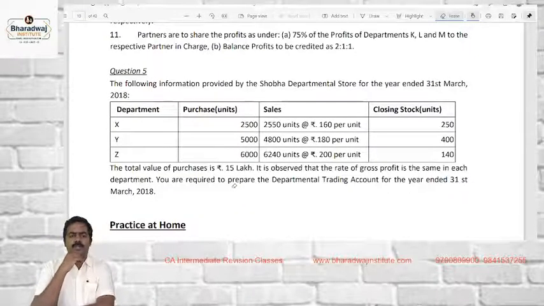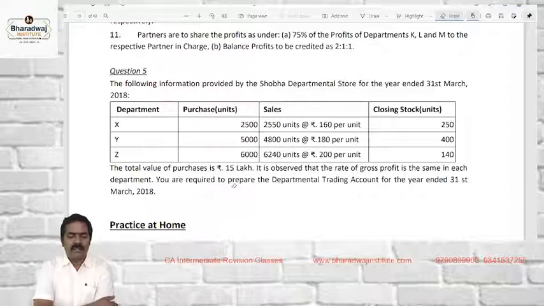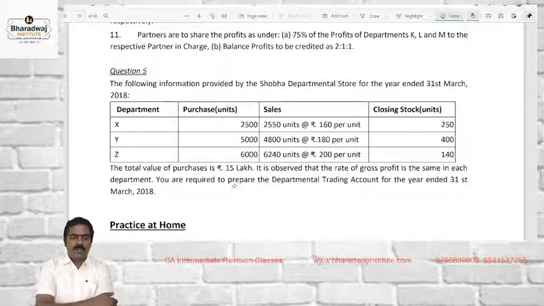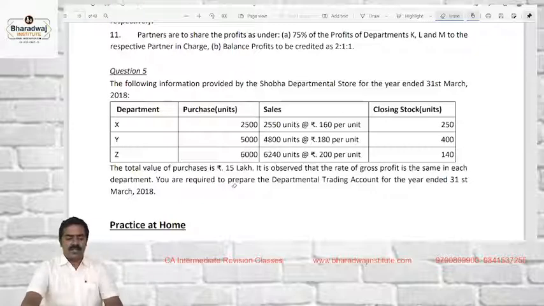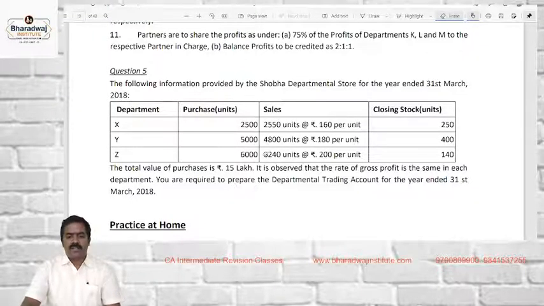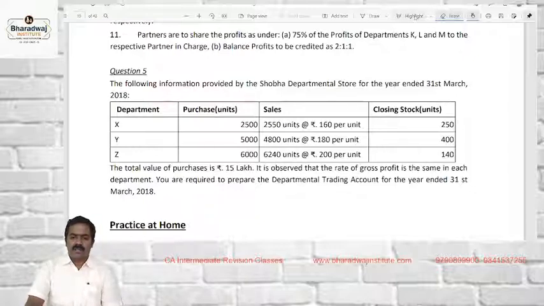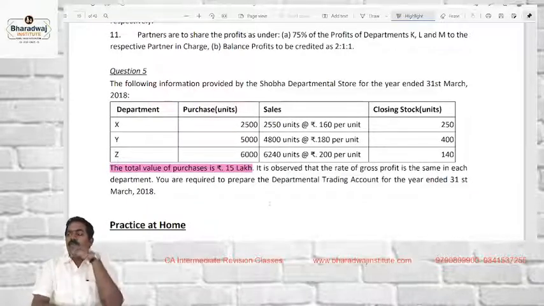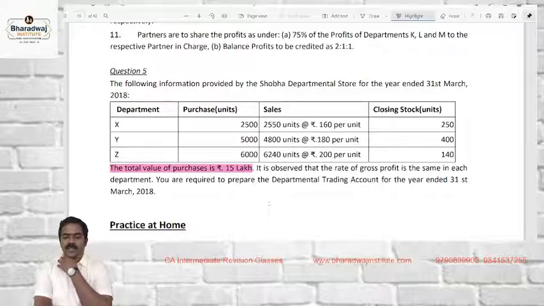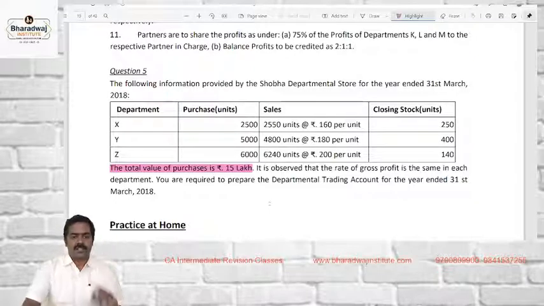The following information is provided to you by Shobha Departmental Store for the year ending 31st March 2018. Look at the purchased units. Is it value or units? Units: 2,500, 5,000 and what? 6,000. These are all purchased units. Then sales units and selling price are given to us. Closing stock units are given to us. The total value of purchases is 15 lakhs. They have not given individual units' cost, all those things.